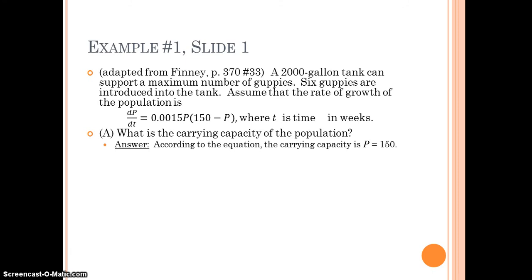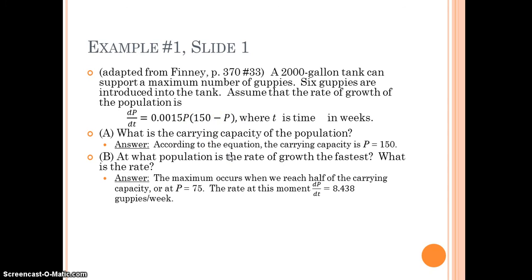As we just mentioned, the growth rate is equal to 0 whenever our population is 0, and also when our population equals our carrying capacity. So from this equation, we can see pretty easily that our carrying capacity would have to be 150 in order for that limiting factor to be equal to 0. Part B, at what population is the rate of growth the fastest, and what is that rate?